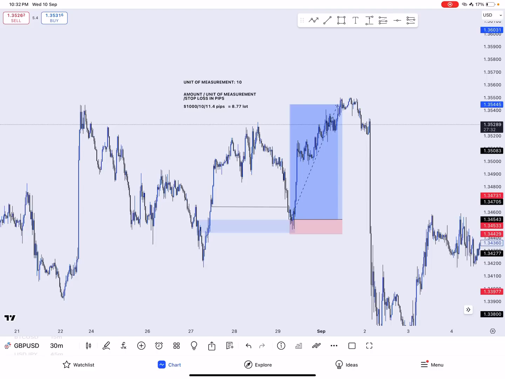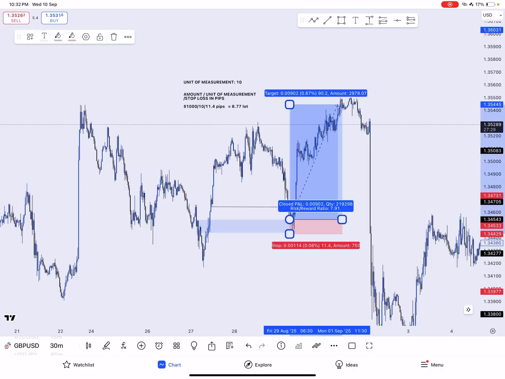So for this trade, the stop loss here is 11.4 pips, and TP is 90.2 pips. So how do you know how much you're risking? The same thing, the lot size calculation is what?